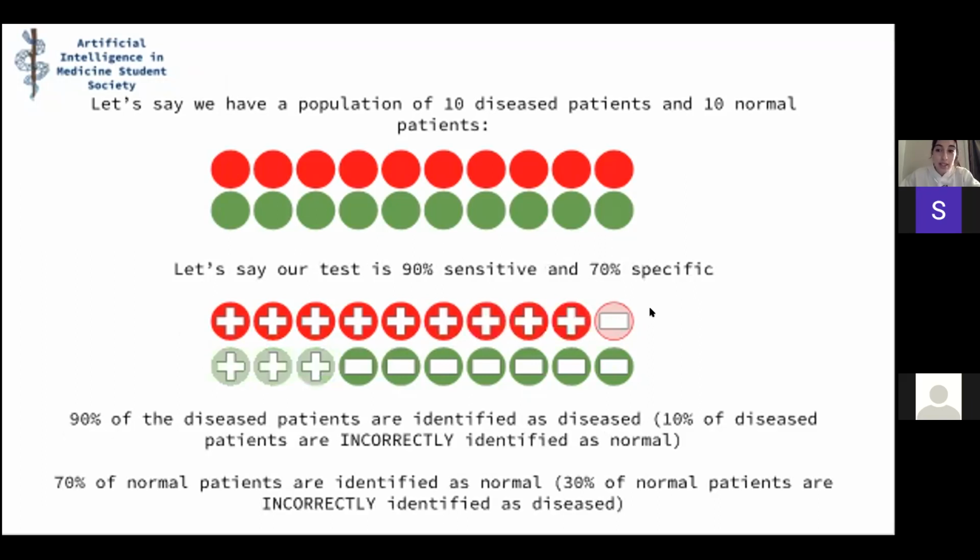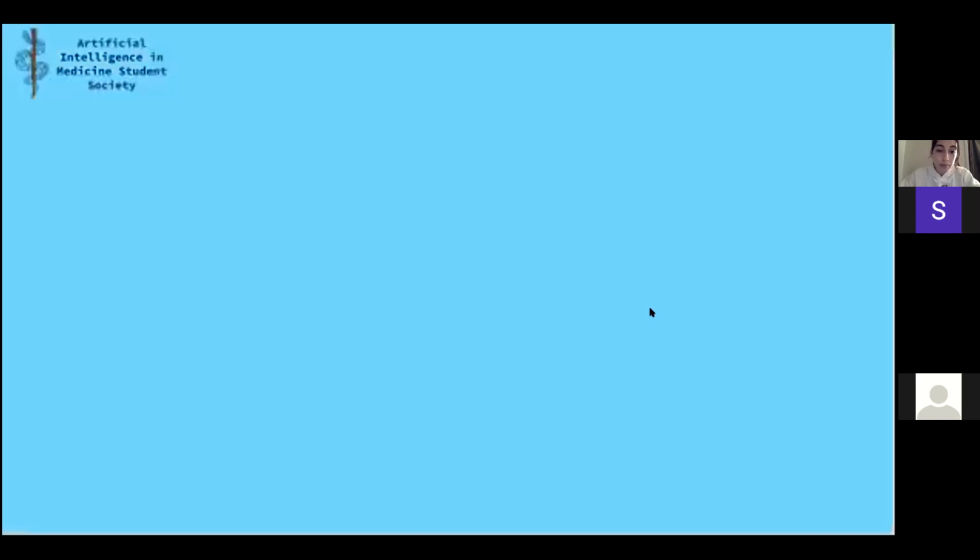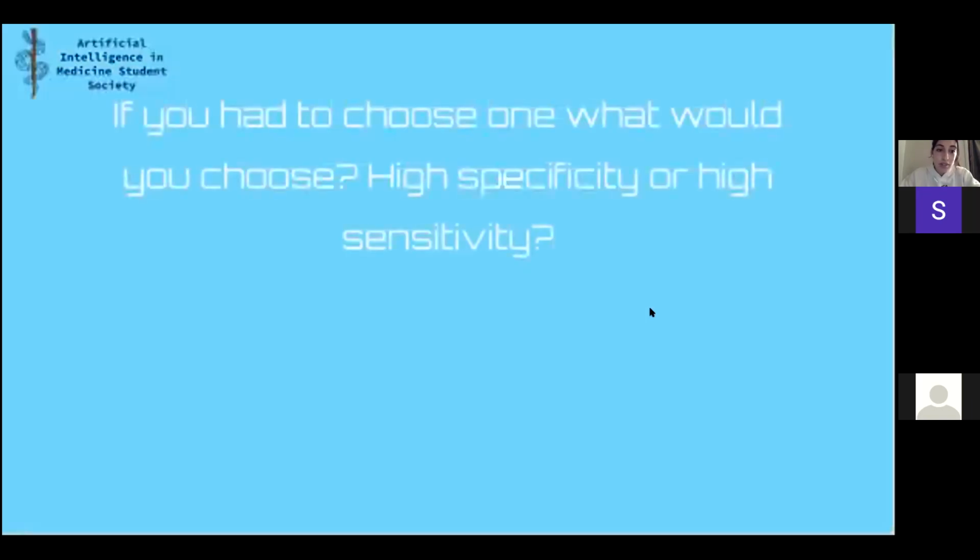So I'll just leave this slide here if you want to do another understanding check after class. And I'll ask you a question here. So type your answer in the chat box. If you had to choose one, what would you choose? Would you rather have a test that's highly specific or highly sensitive? What do you guys think?